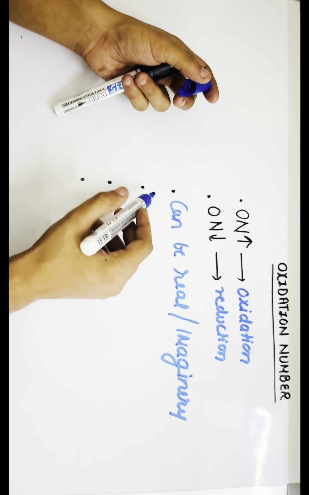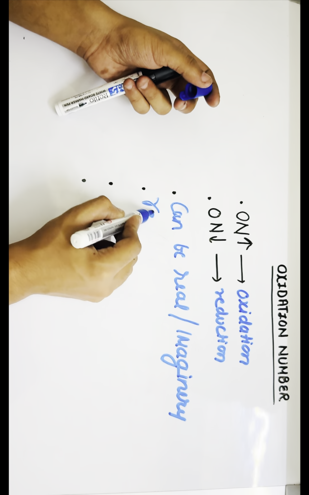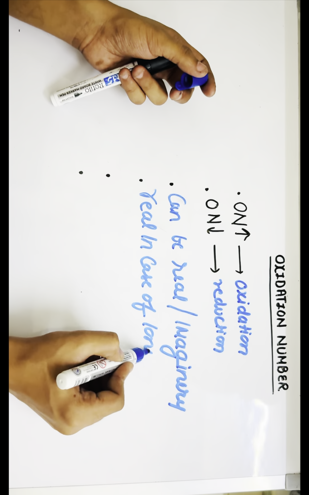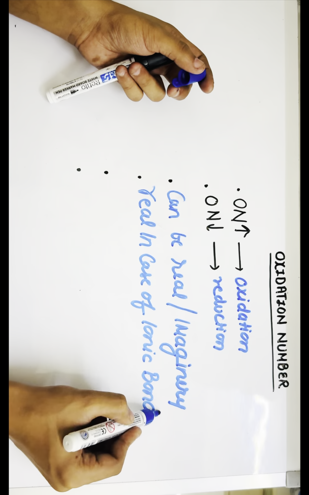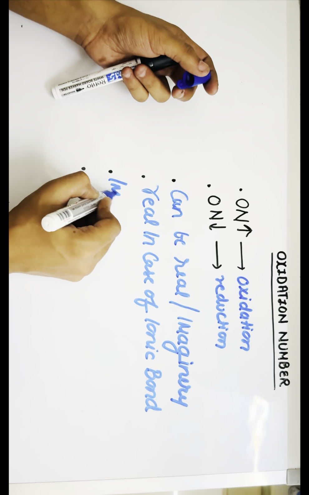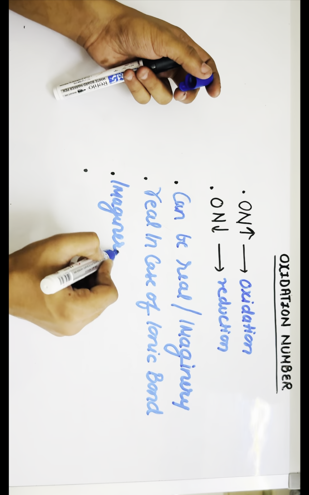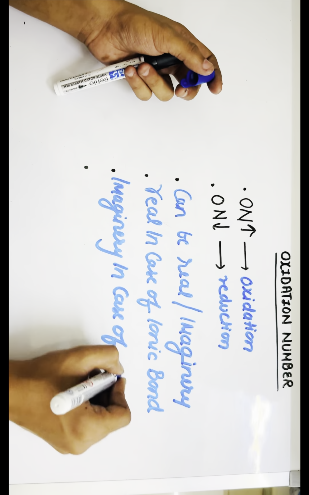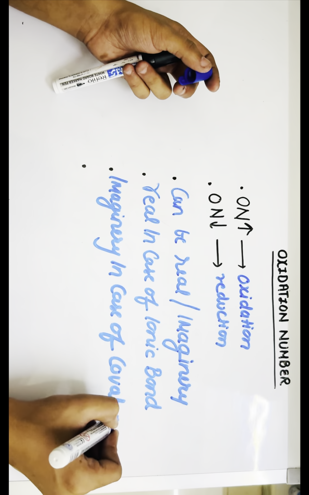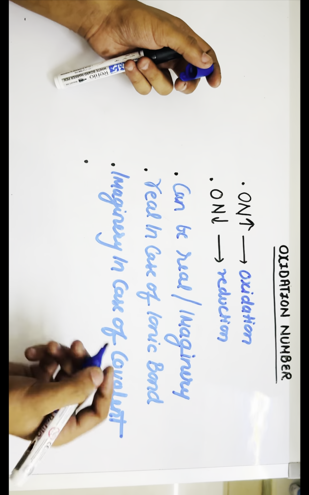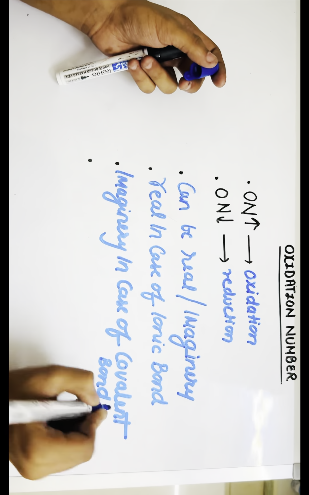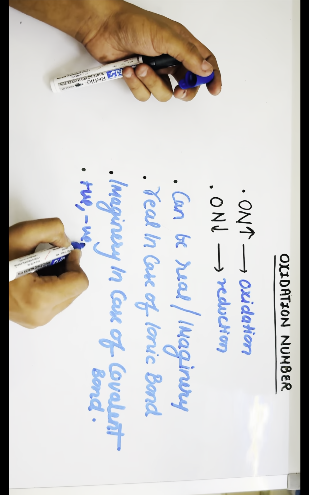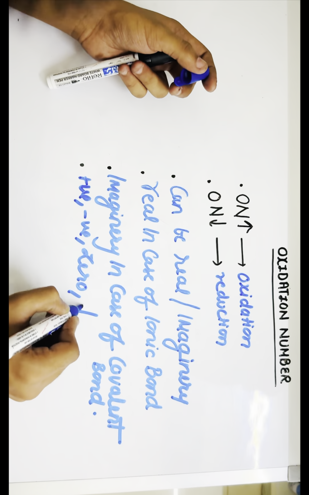The fourth point is that the oxidation number is real in case of ionic bond, so real oxidation number is found in ionic bond, and imaginary in case of covalent bond. So in covalent bond, the imaginary oxidation number can be seen. Okay, covalent bond. Oxidation number can be positive, negative, zero, and fractional.